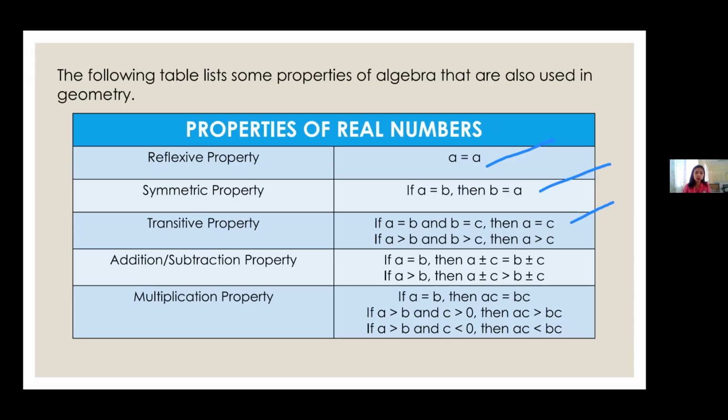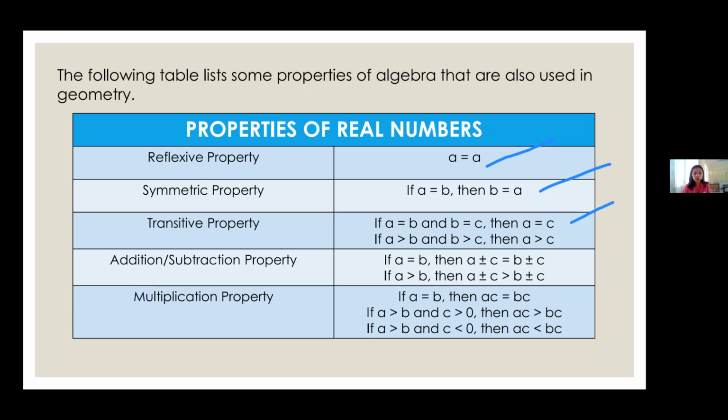Next po, we have the addition or subtraction property po. If A is equal to B, then A plus C equals B plus C po. 'Di ba? Para siyang ginamitan ng transitive kasi actually, yun nga, if A is equal to B, then A plus C is equal to B plus C. So, since yung A natin is equal to B, whatever we add to them, same lang po yung answer kasi sila naman yung in-add natin sa kanila pareho.